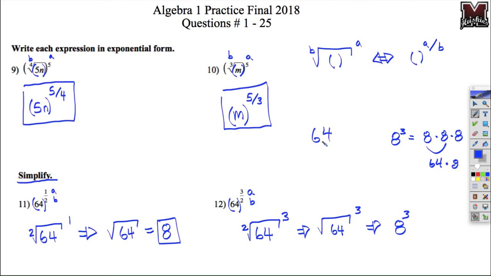So 64 times 8. 8 times 4 is 32, so 32. And then 8 times 6 is 48, but I have to add the 3, so it's going to be 51. 512 is the answer of 64 times 8. So this final answer is 512. Final answer boxed.